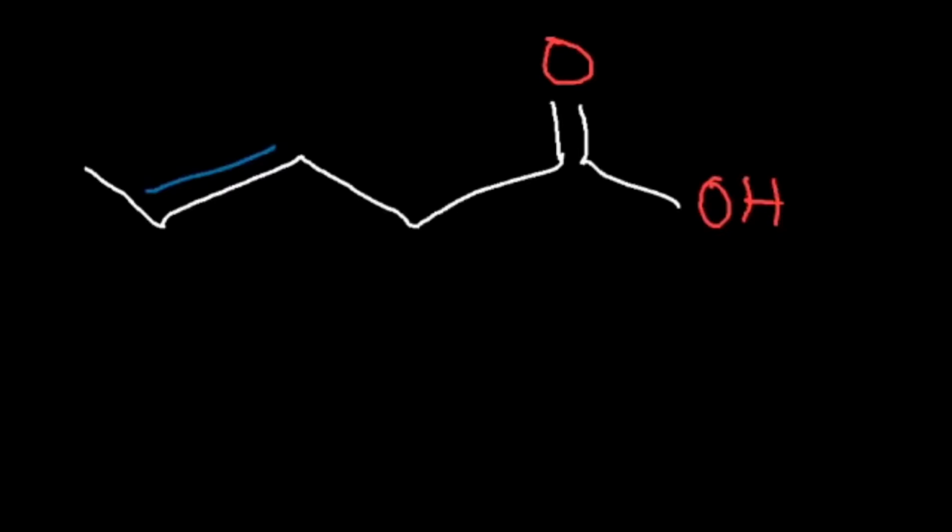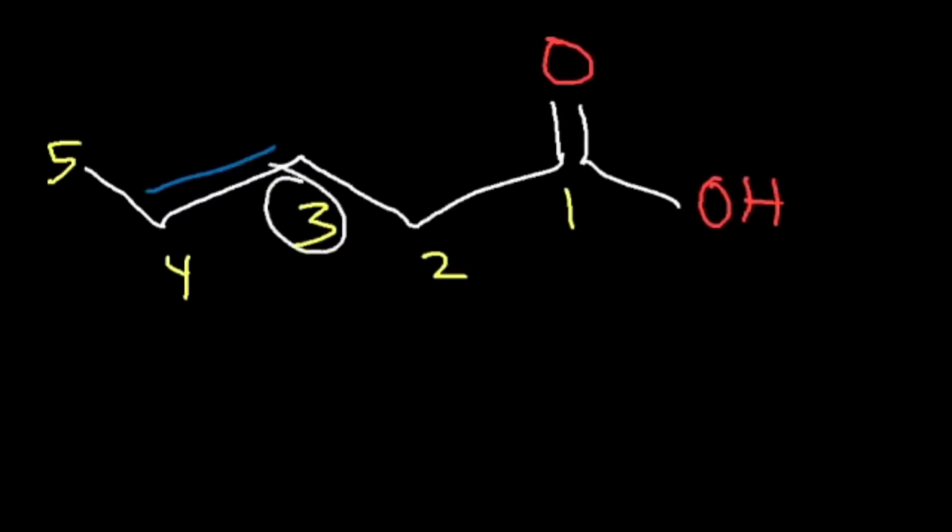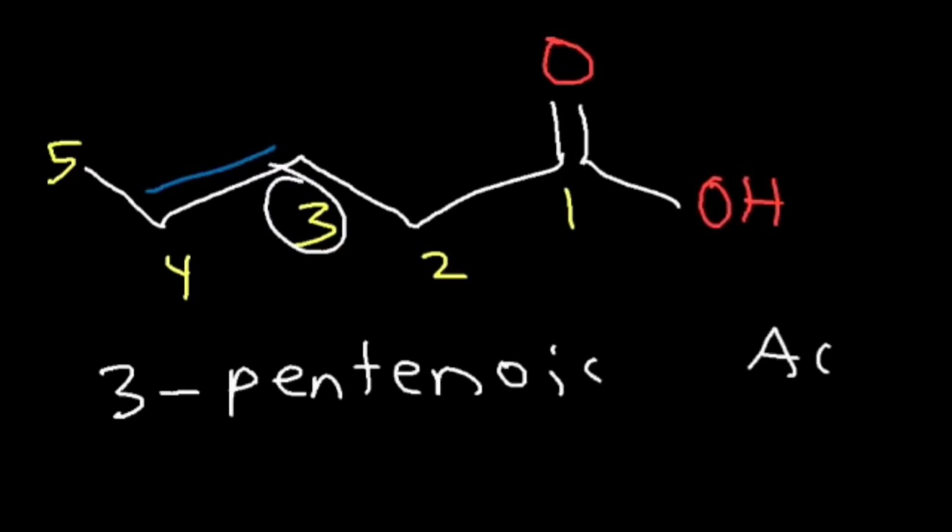Now, what if we have an alkene present? How will that affect the name of this particular compound? So once again, you want to count the longest chain, and you need to assign a carboxylic acid with a 1. You always want to start counting from the carboxylic acid. Now the alkene is between carbons 3 and 4. Now you want to pick the lower of the two numbers, which is 3. So this is going to be called 3, not pentane, but pentene, and then oic acid. Anytime you have a carboxylic acid, you need to add the suffix oic.